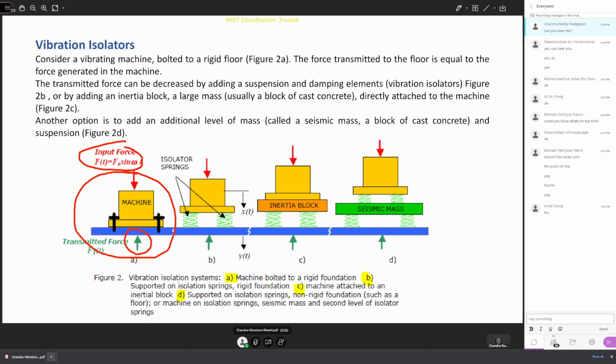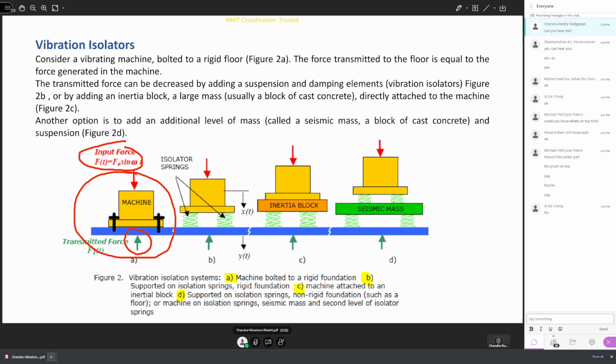So we know that forces do not exist as singles. Forces always will be in couples. From Newton's law, we know every force has an equal and opposite force. So when the machine is subjected to an external input force and is fixed to the base, the base also transmits the equivalent force.